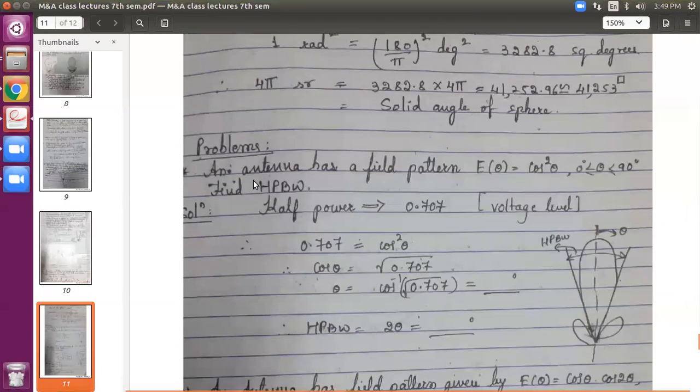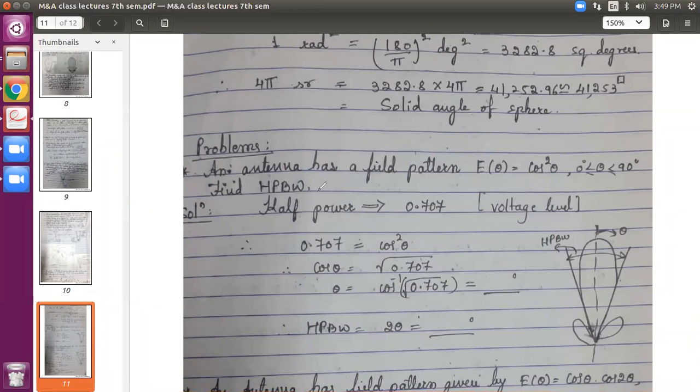First problem: an antenna has a field pattern E of theta. You can just see here, it is dependent on theta. E of theta, the field is given by cos square of theta, and the theta range is given as 0 to 90 degrees. We have to calculate HPBW, half power beam width. Now let us start with the solution.